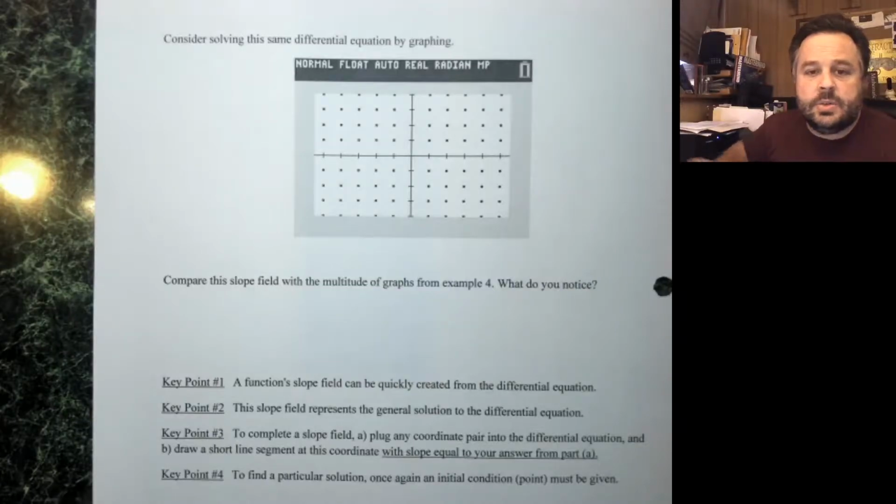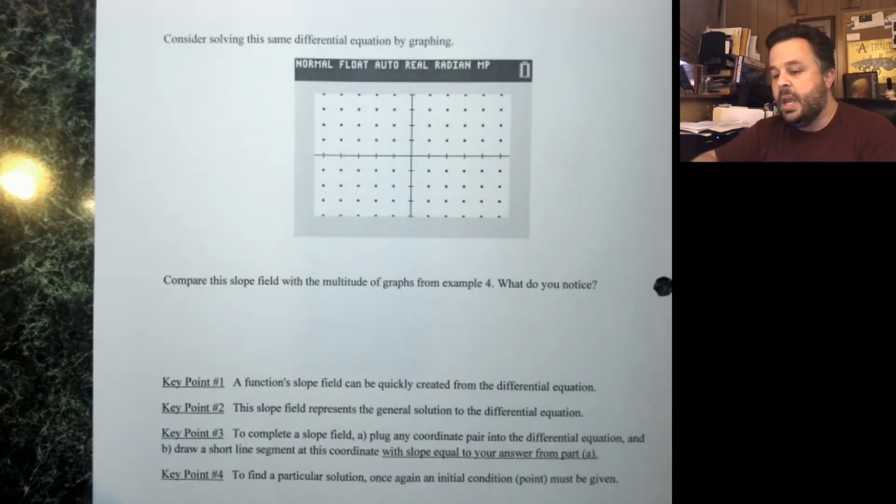This is the differential equations packet, page 2. We're talking about solving a differential equation by graphing using something called a slope field. We'll talk about this in just a minute, but there are going to be times where finding the answer to a differential equation is going to be extremely difficult, possibly even impossible. And so is there something else that we can do to help us find some information about the solution? And the answer is yes, using something called a slope field.